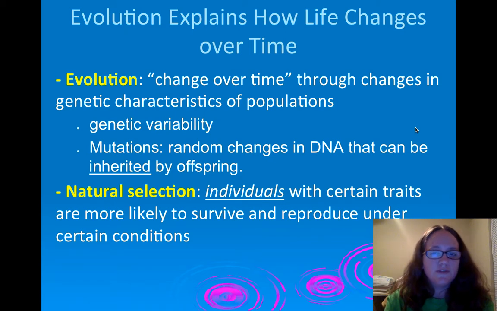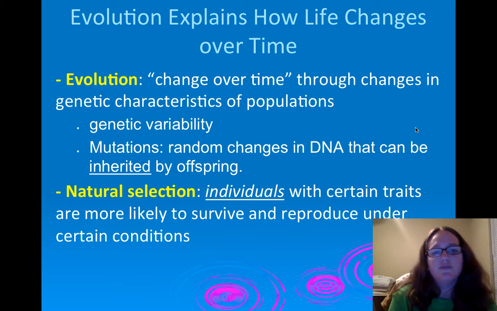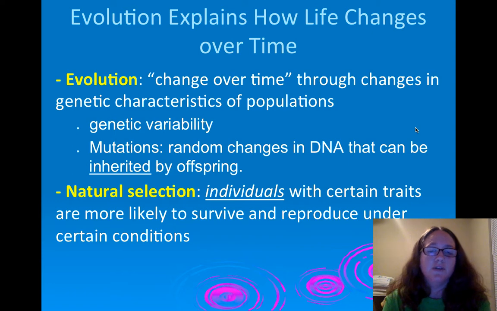These are two terms that you should be familiar with from biology. Evolution, you've probably heard a lot, is change over time. A species changes over time through changes in genetic characteristics. So you can get simple gene variability between different species. You can also get mutations that occur randomly. And then these things have to be able to be inherited.